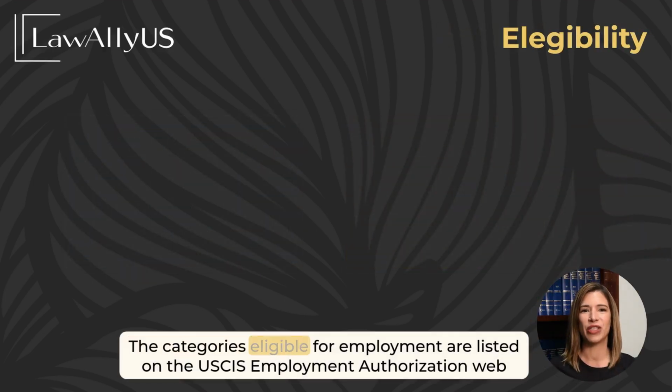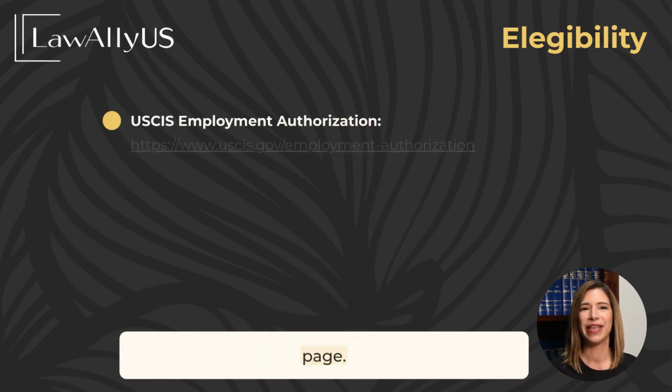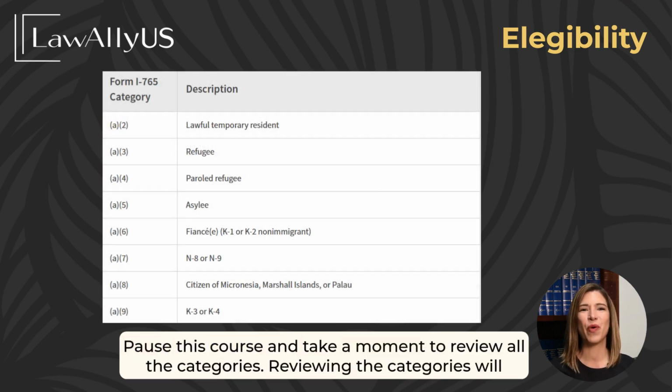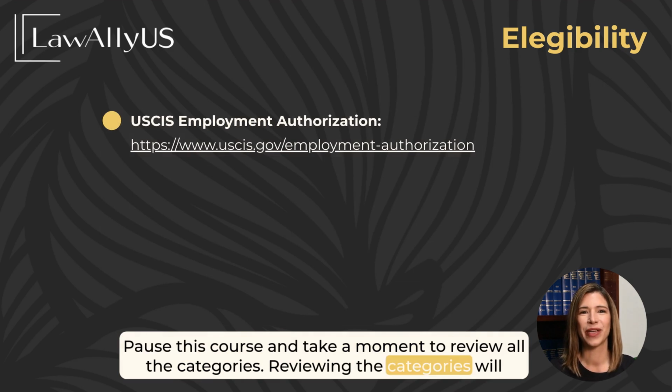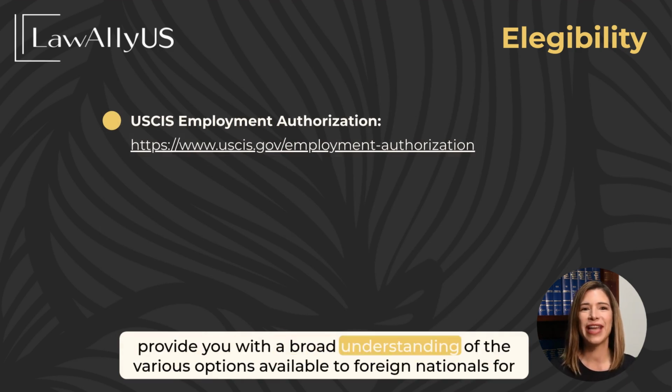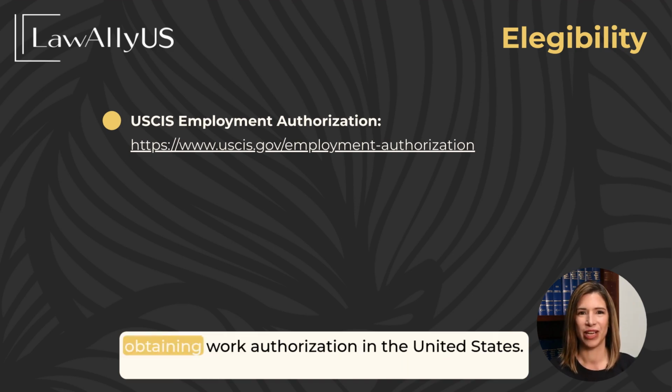The categories eligible for employment are listed on the USCIS Employment Authorization webpage. Pause this course and take a moment to review all the categories. Reviewing the categories will provide you with a broad understanding of the various options available to foreign nationals for obtaining work authorization in the United States.